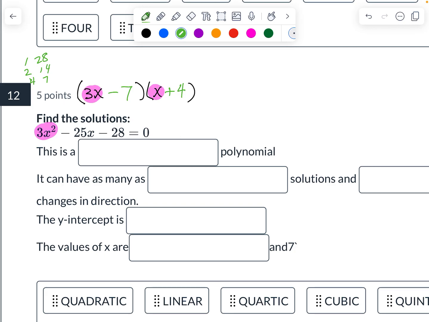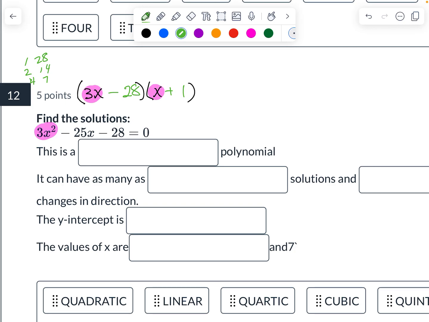Okay, so 14, 2, maybe. If I put 2 here and 14 here, that would be 6 and 14. No. And I need a 25, right? Oh yeah. How about 28 and 1? That'll do it. And this has to be the negative and this has to be the positive.